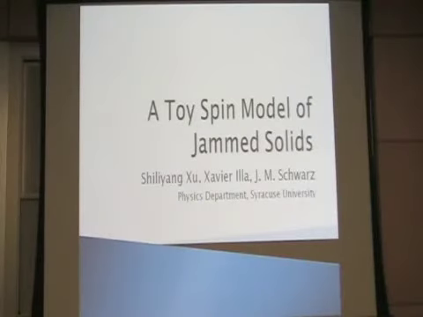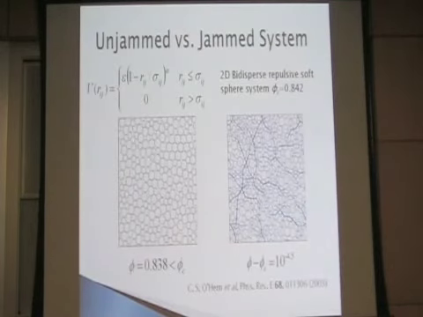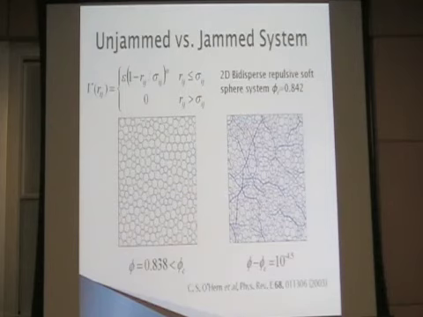Okay, so today I'm going to talk about a model for jamming. The jamming transition happens when the packing fraction increases to a critical value, at which point the system becomes amorphous from a fluid-like system. Here I show some simulation results in a 2D bidisperse repulsive soft-sphere system. Here the packing fraction is below the critical value, and here the packing fraction is slightly above the critical value.